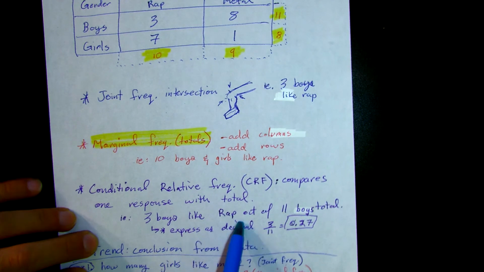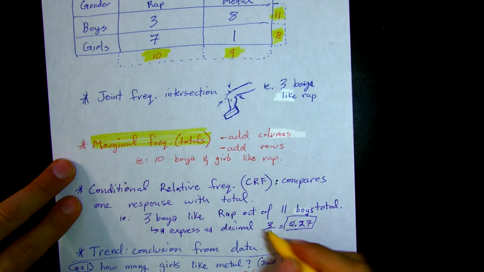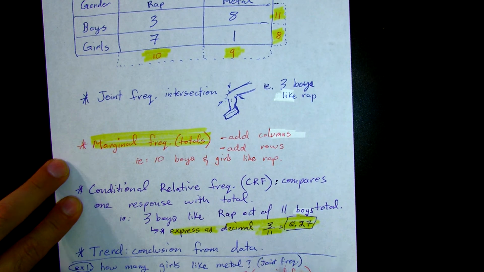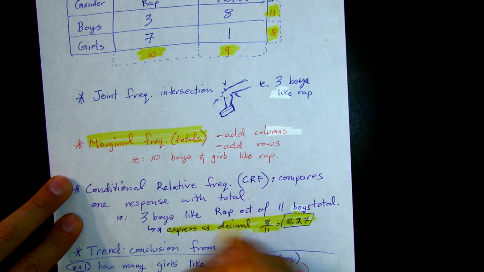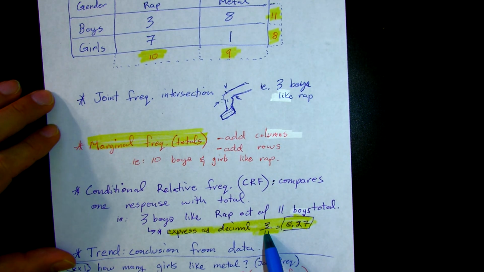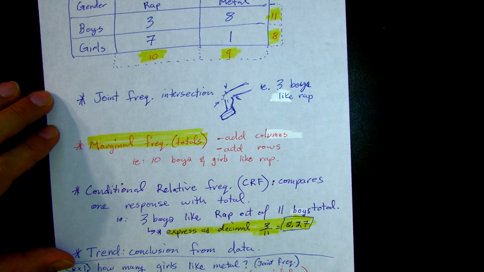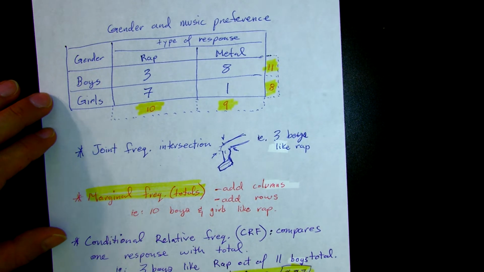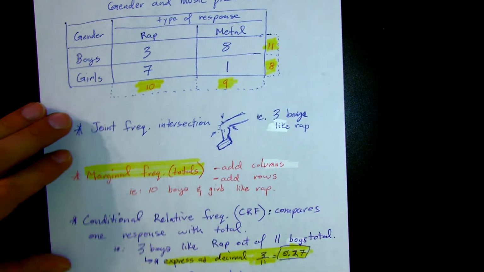So we can express this as a decimal. And this is actually key. You have to express it as a decimal. If you have a highlighter, it's good to highlight the same things as me. So look, 3 out of 11 boys like rap, so 0.27 boys like rap. The homework for this is only 5 problems because you have to find the joint frequency, marginal frequency, and conditional relative frequency for different aspects. We're going to do that in our example problem next.